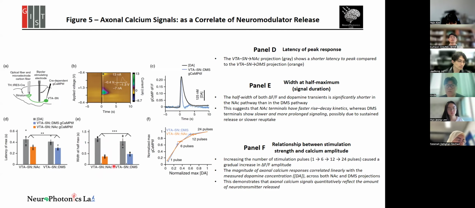Panel F illustrates the relationship between stimulation intensity and calcium signal amplitude. Increasing the number of stimulation pulses caused gradual increases in fluorescence amplitude, and the magnitude of axonal calcium responses correlated linearly with the measured dopamine concentration across both NAc and DMS projections. And this demonstrates that axonal calcium signals quantitatively reflect the amount of neurotransmitter release.